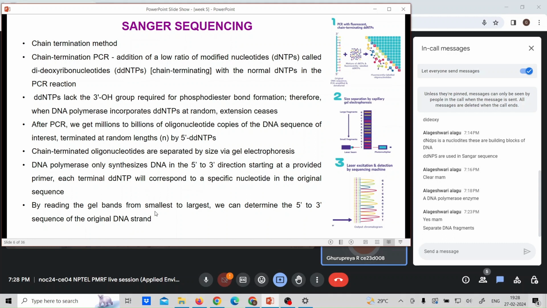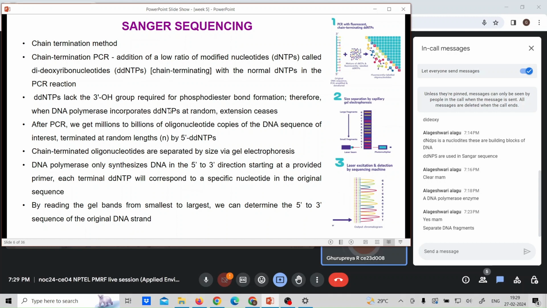By reading the gel bands from smallest to largest, we can determine the 5 prime to 3 prime sequence of the original DNA strand. So this way, when you read it one by one, this is going to be your 5 prime to 3 prime of that DNA strand for which you are performing the sequencing.